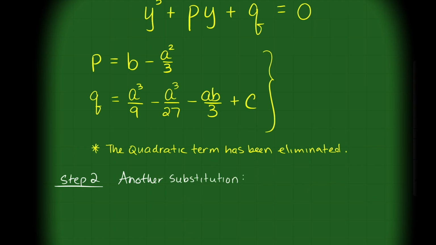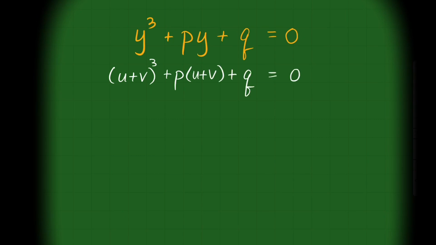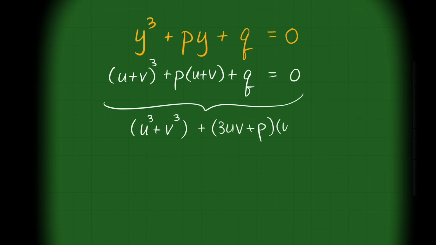We're going to assume that this depressed cubic equation has a solution of the form y equals u plus v, a linear combination of two things. So if our depressed cubic equation has the solution u plus v, by substituting that into the equation and making a few algebraic manipulations, we can get this equation to look like u cubed plus v cubed plus 3uv plus p times u plus v plus q equals 0.